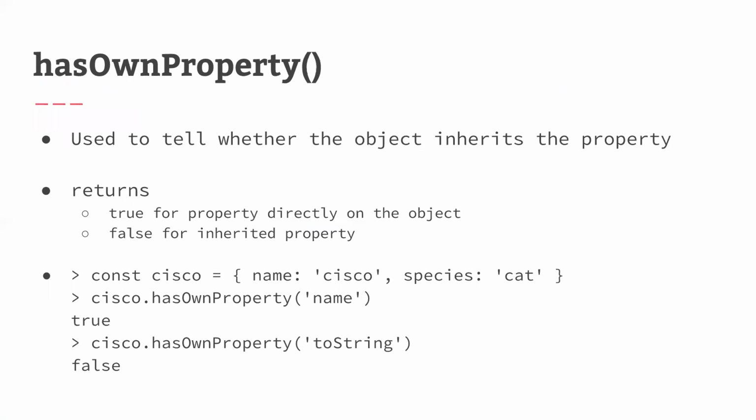All right. Kelsey, your wish is my command. hasOwnProperty. So it's used to tell whether the object inherits the property or whether it is actually the object's own property.